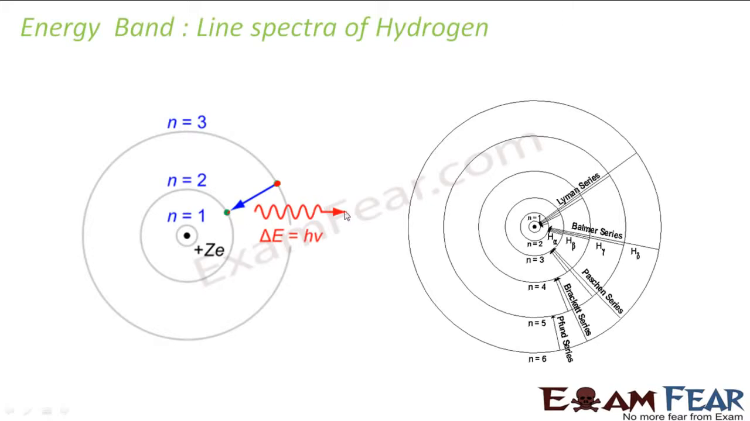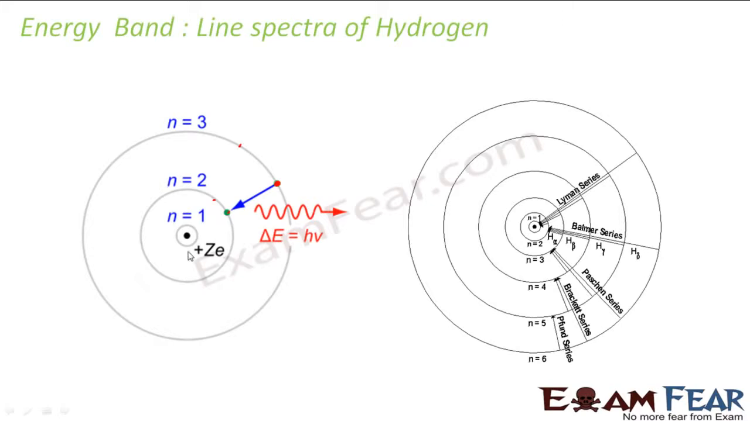Energy is released. Similarly, when you try to excite an electron from a lower energy level to a higher energy level, that time the electron has to absorb some energy. So if you supply some energy, the electron will jump from an inner energy level to an outer energy level, or from a lower energy level to a higher energy level. So that means as you go higher, your energy increases. The energy level is increasing, right?